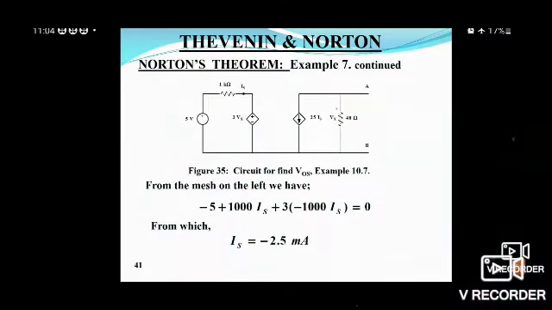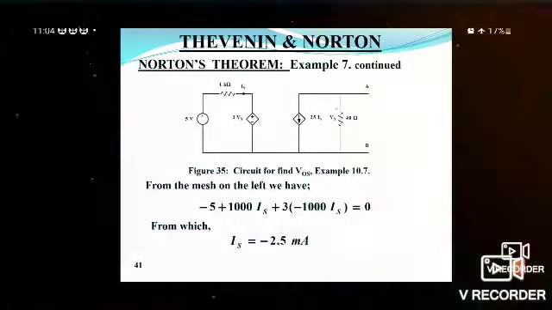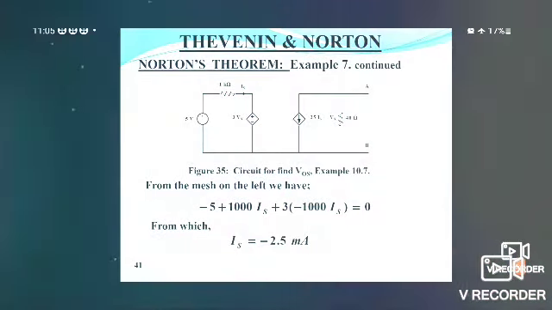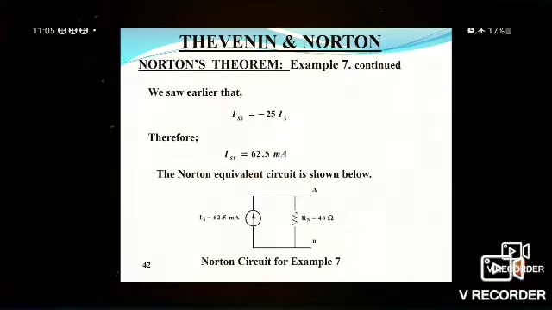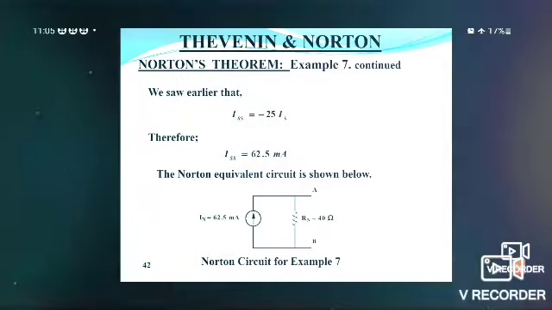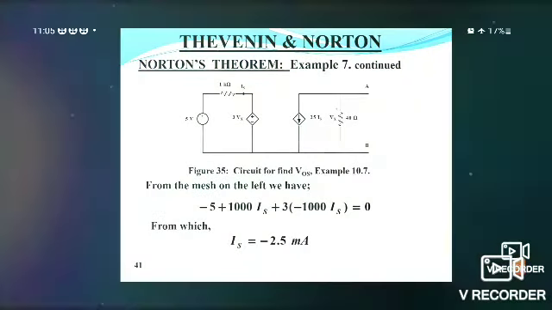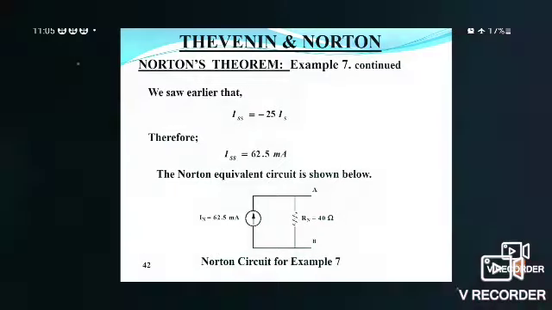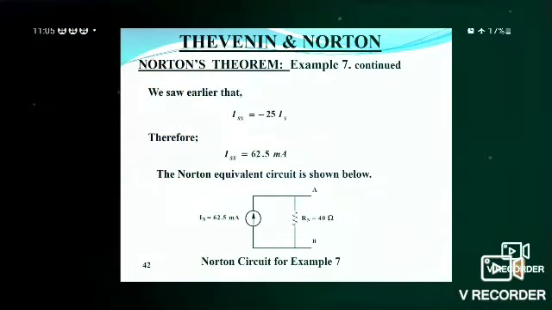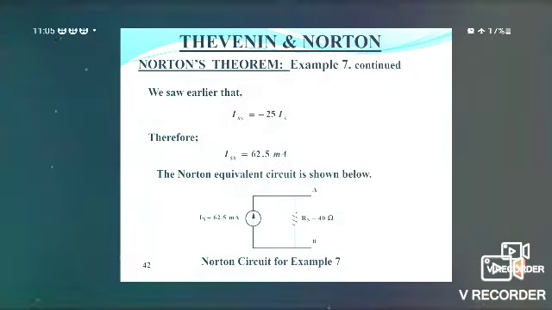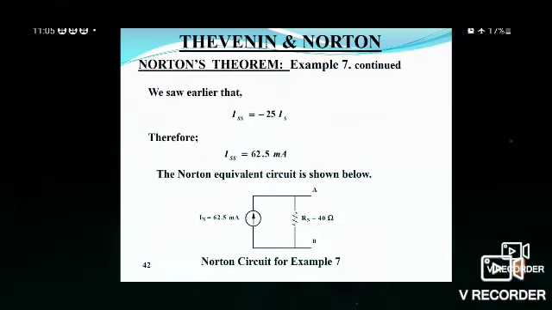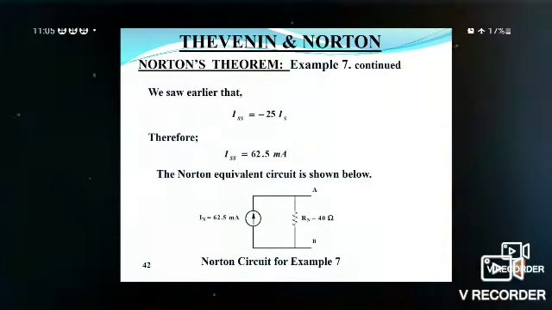Then from mesh analysis, we have to find the value of IS. That is given as minus 2.5 milliampere by using mesh analysis. Therefore, ISC is 25 into IS, and the value becomes minus 25 into minus 2.5 milliampere. Substituting the value of IS, ISC is 62.5 milliampere. Therefore, the Norton equivalent circuit has Norton resistance of 40 ohm and IN, the short circuit current, of 62.5 milliampere. It gives the equivalent circuit for the transistor.